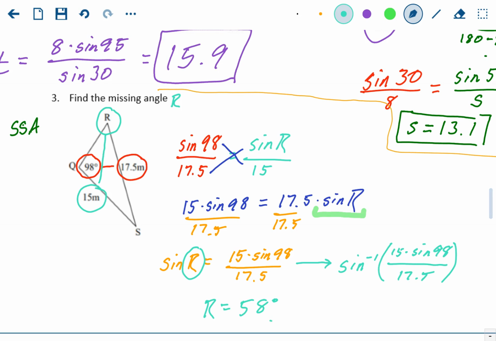And so again, your angle should make sense. Obviously this was going to be a smaller angle than 98 because it can't be bigger. Now we're going to talk about that ambiguous case stuff a little later in the unit, so for right now, just don't worry about that. But know that there are some special things when you're solving side-side-angle.